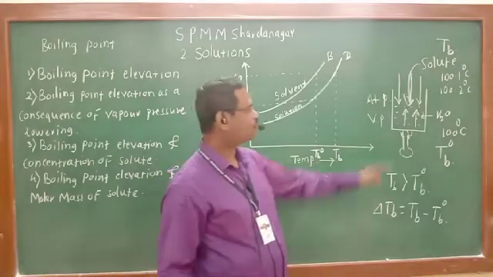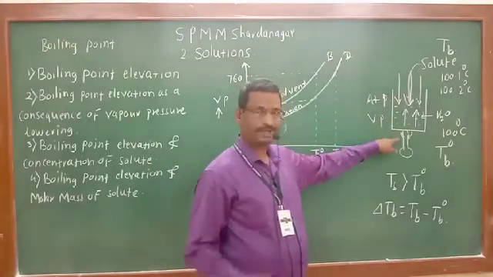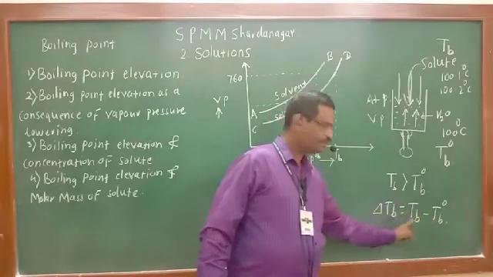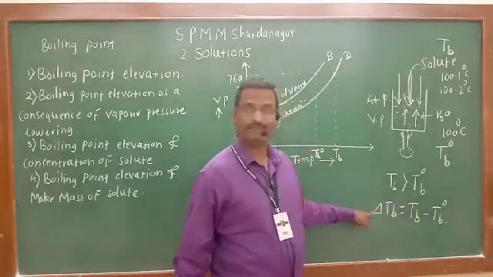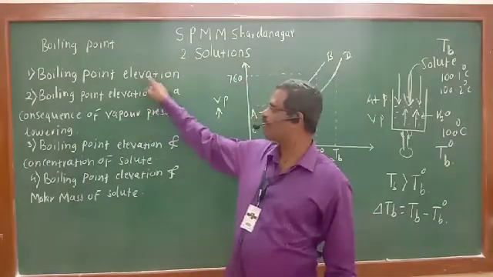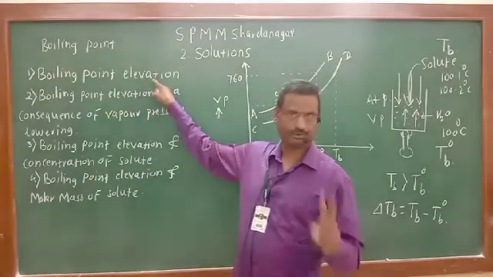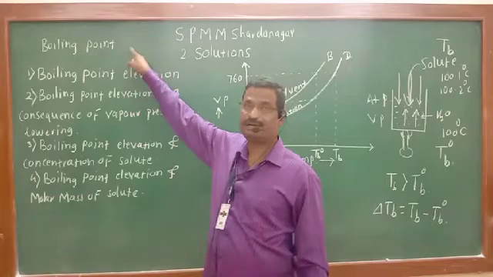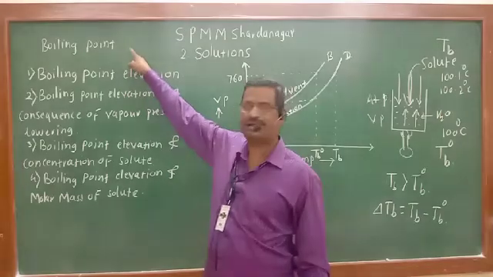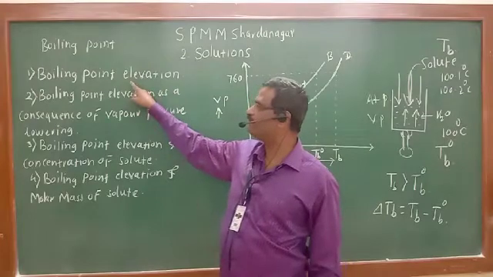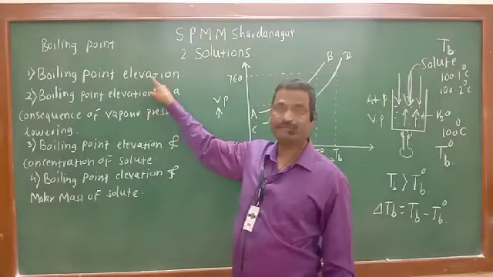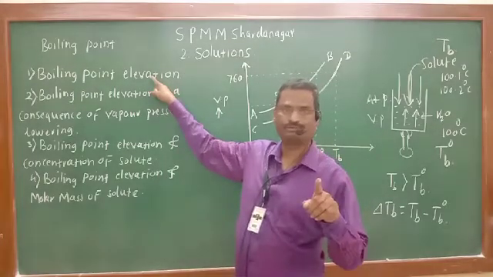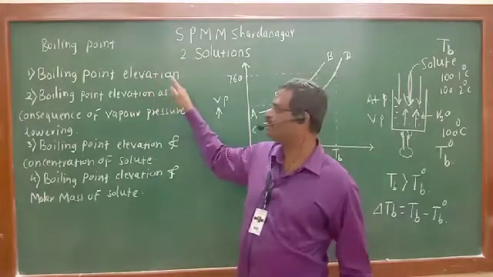The boiling point of the solution is greater than that of the solvent. Therefore, the boiling point of solution minus the boiling point of solvent, this difference is known as delta TB, the boiling point elevation. So 2 points we have completed. Boiling point is the temperature at which vapor pressure exerted by the liquid is equal to external atmospheric pressure. Second point, we have completed boiling point elevation. It is the difference between the boiling point of solution and solvent, because the boiling point of solution is greater than the solvent.